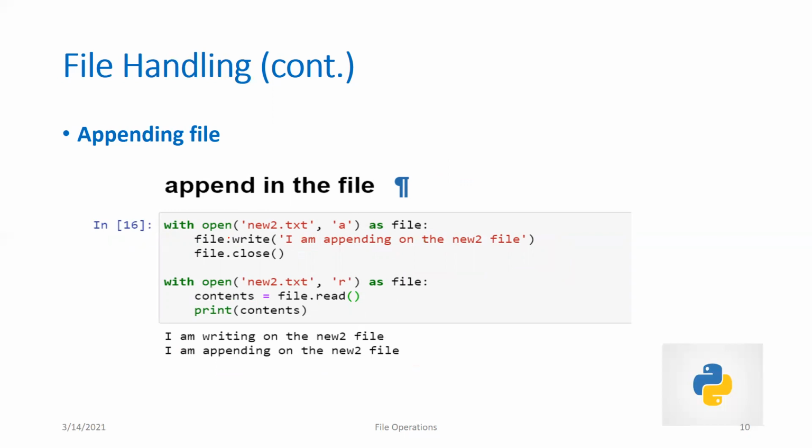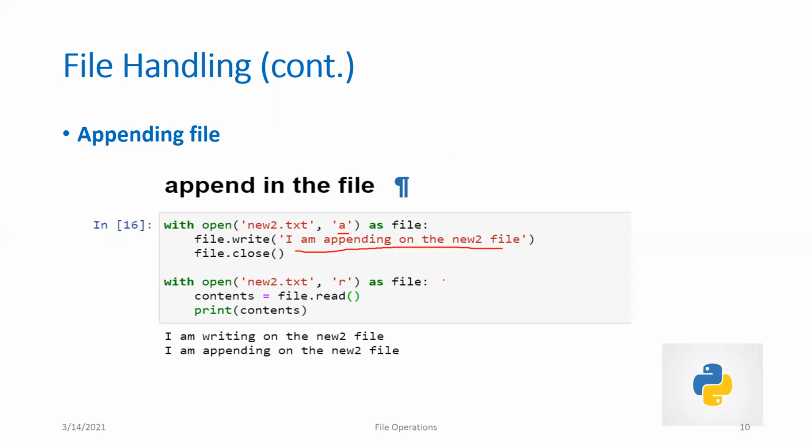So here I open the file as file, and do the append operation. I use append mode while I open the file. That means I do not want to remove the content, I want to add more content to that file. So here file.write, and here I add a new sentence. I am appending on the new2 file.